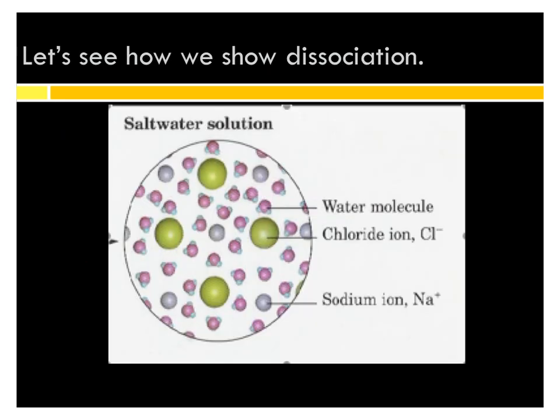Here we have the dissociation of NaCl, and you can see that Na plus ions are the gray ions, and water, the purple and green molecules, are orienting themselves so that the water portion, the purple part, is facing towards the sodium positive ion. And that means that the slightly negative oxygen side is going to be attracted to that positive Na plus ion.